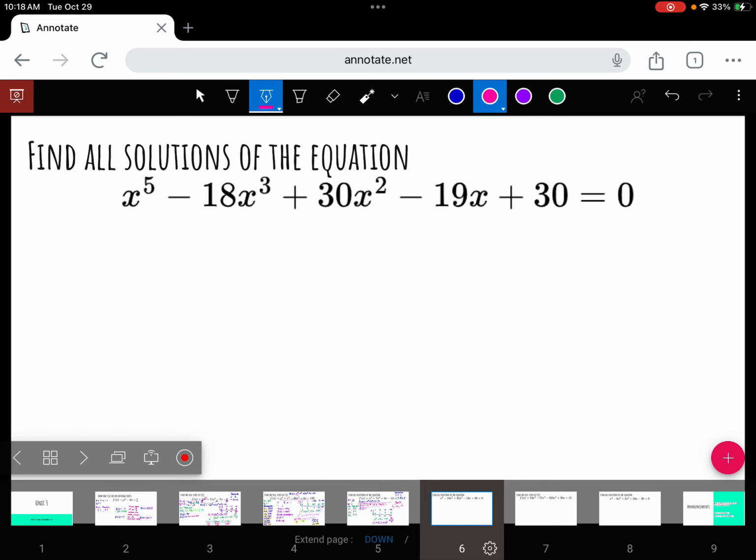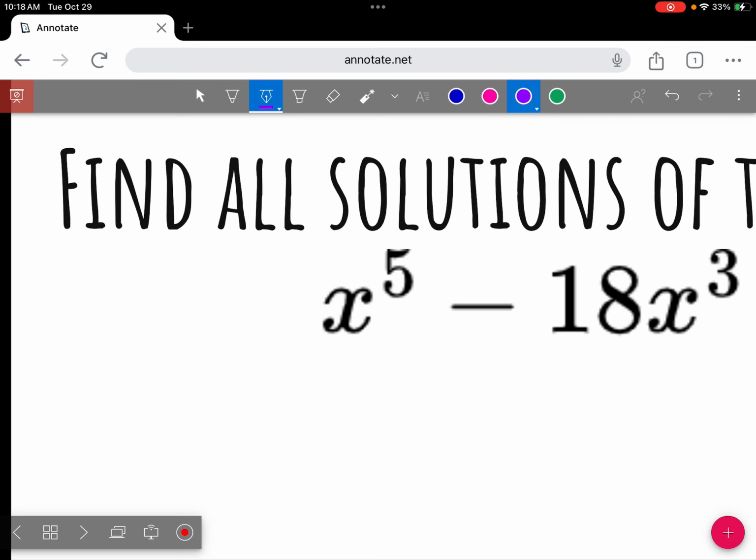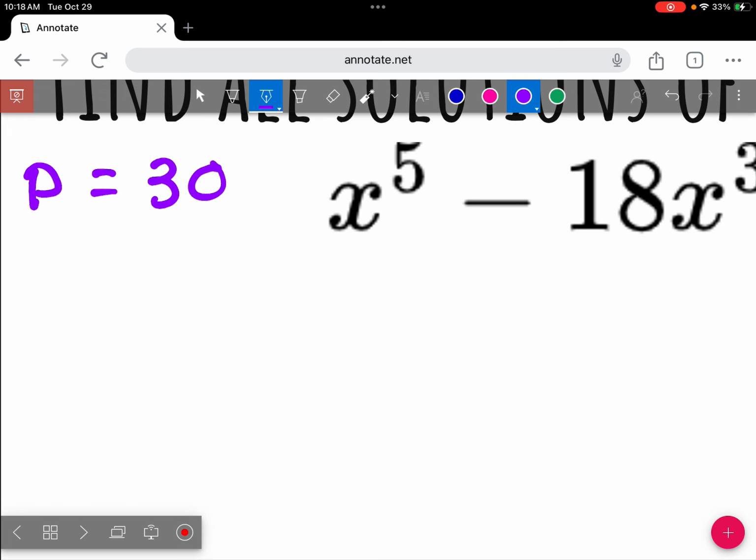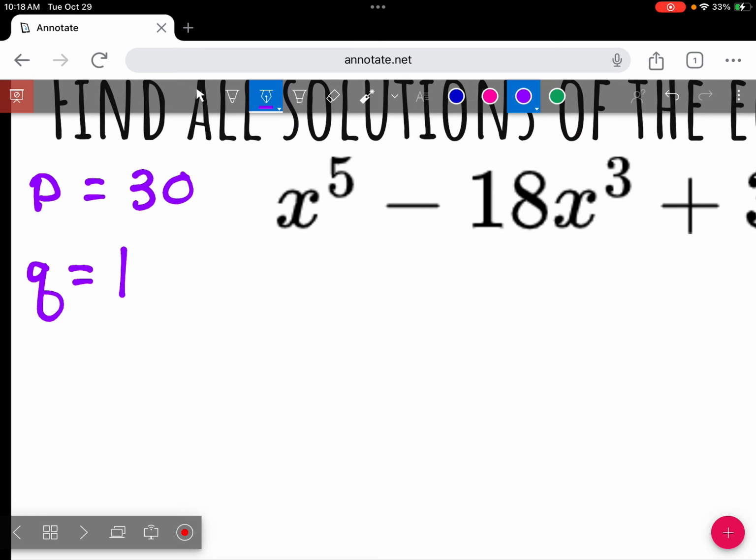So write down our polynomial. And then our first job is to find our P and our Q. Our P is 30. Q is our leading coefficient, so it would be what's in front of our biggest degree term. So in this case, it's a 1, which we love because then we don't have fractions.